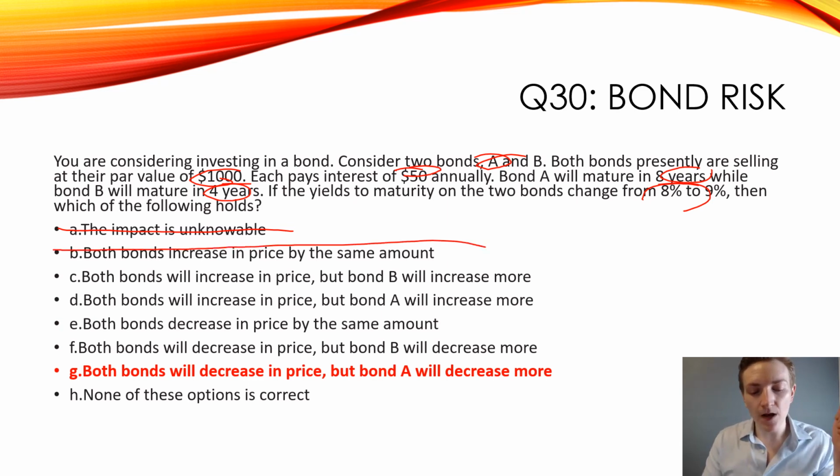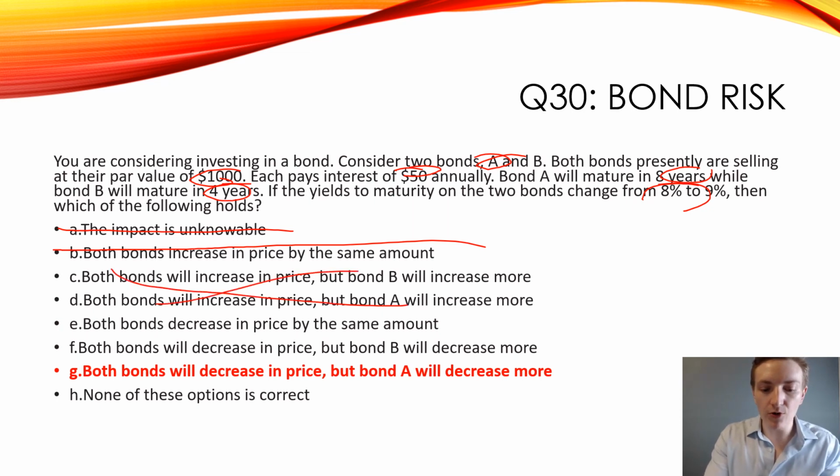This is wrong. The next one is both bonds increase in price, but one will increase more, and we have A and B as our two alternatives here. Both of these are wrong because the bonds decrease in price. So we can automatically rule out quite a number of our options here. And if one really doesn't know what will happen here, you could always guess. But we can work through which of these is ultimately correct.